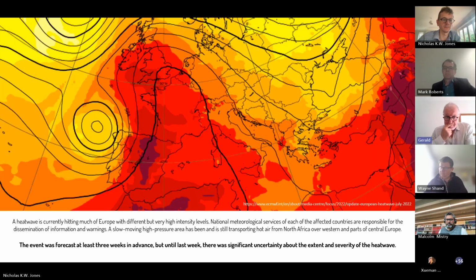Next slide, please. And this comes to an issue that was identified by our Indian speaker, is that we actually have very, very good systems, very good science to tell us that there's going to be a heat wave event. And here's an example. This is from Europe in 2022. The event was forecast at least 3 weeks in advance. In other words, what we're doing is we're talking about adapting to this event here.